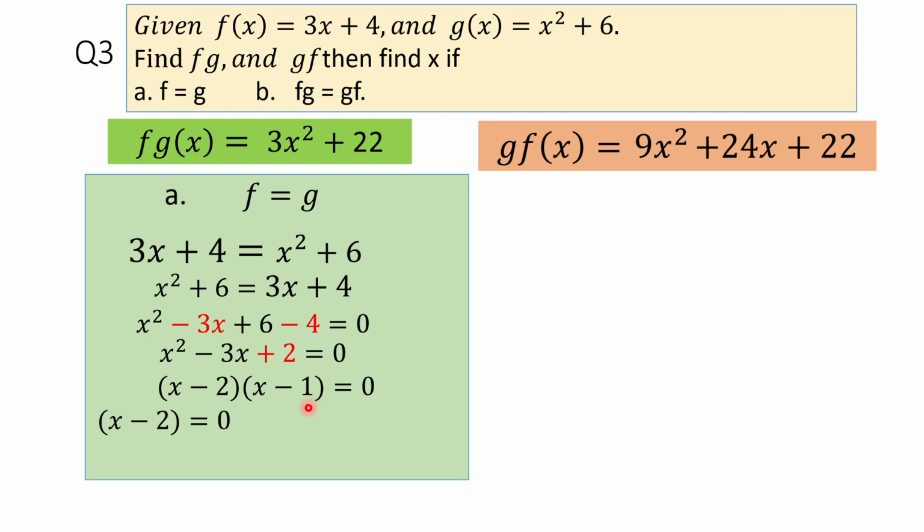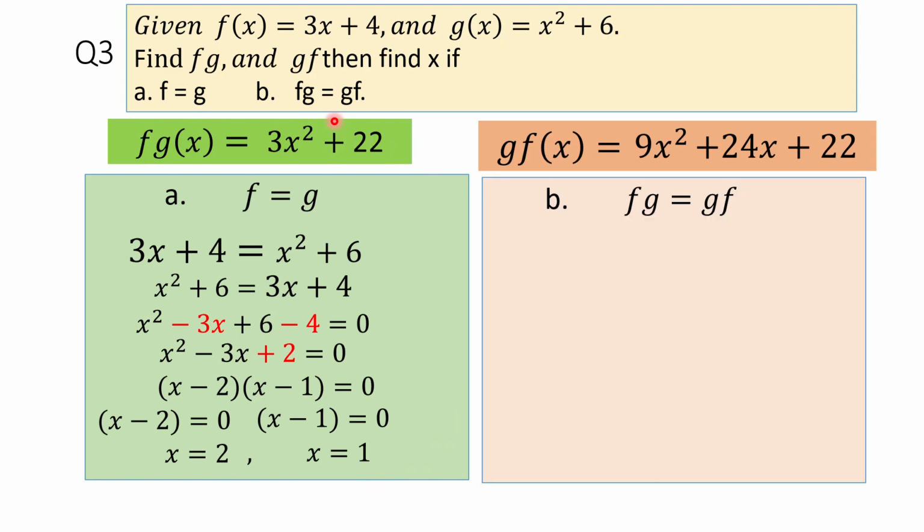to 0. So the first equation, x minus 2 equals 0, or the other one is x minus 1 equals 0. Then you find the x value. So the first x value is x equals 2 and the second value is x equals 1. Next, question B. You are given fg equals gf.